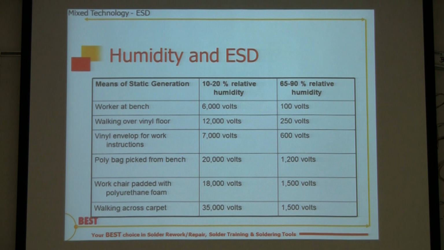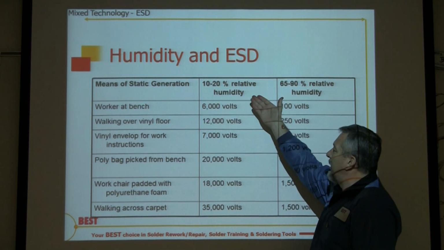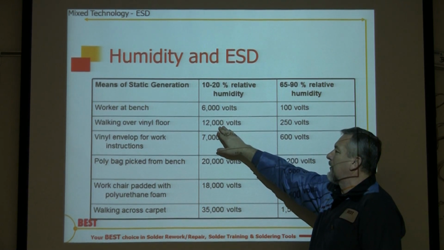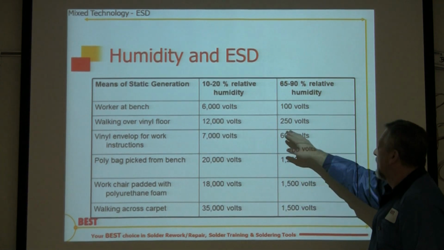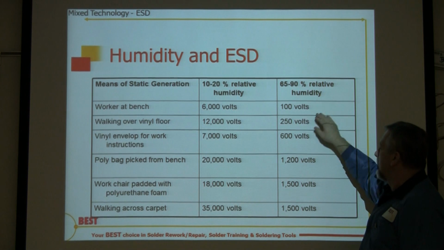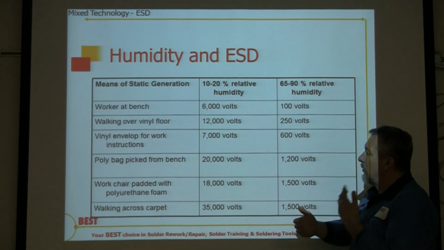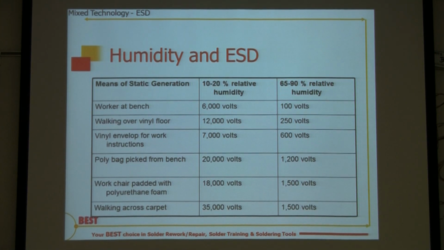Okay, here's some of the examples. Look at these. Worker at the bench, walking over vinyl. Look at this vinyl flooring. 12,000 volts. That's a lot of voltage coming across there. But as humidity increases to 65 to 90%, look at it. It dropped to 250. So you got to watch that. Humidity in our workspace.